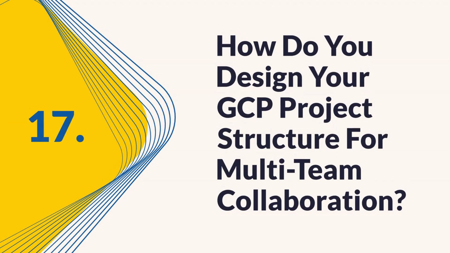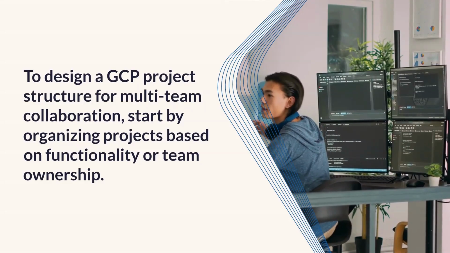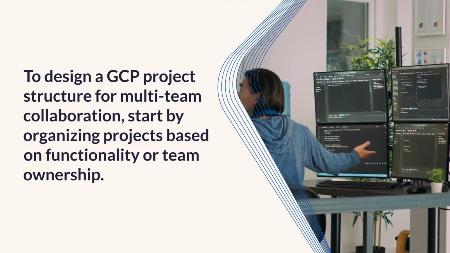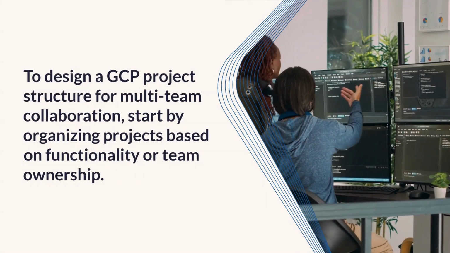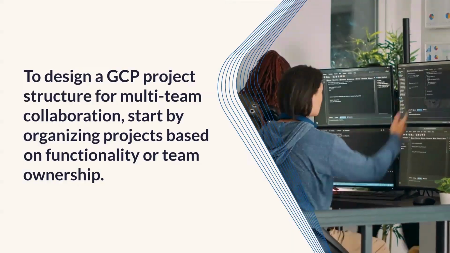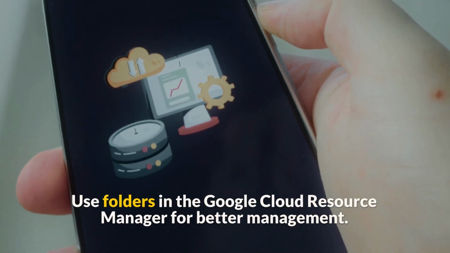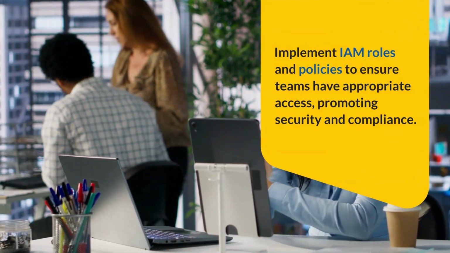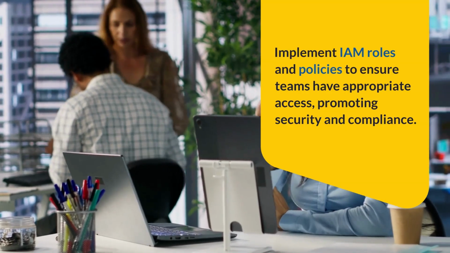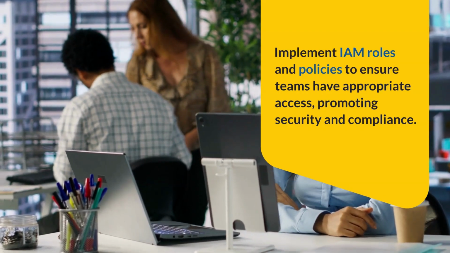17. How do you design your GCP project structure for multi-team collaboration? To design a GCP project structure for multi-team collaboration, start by organizing projects based on functionality or team ownership. Use folders in the Google Cloud Resource Manager for better management. Implement IAM roles and policies to ensure teams have appropriate access, promoting security and compliance.